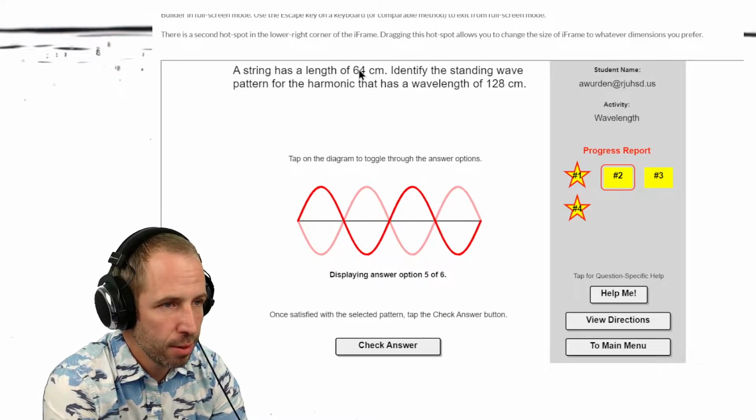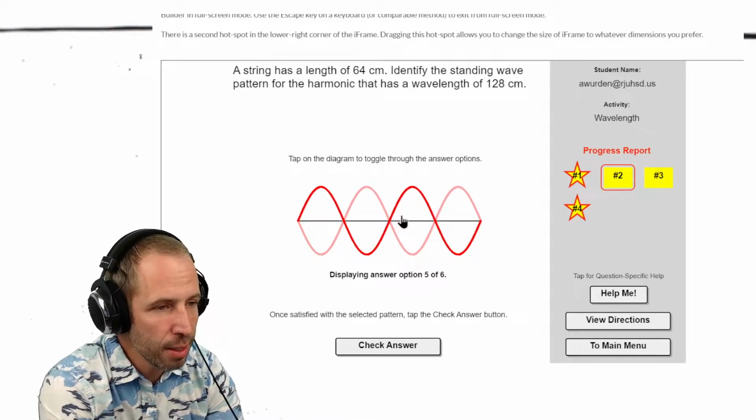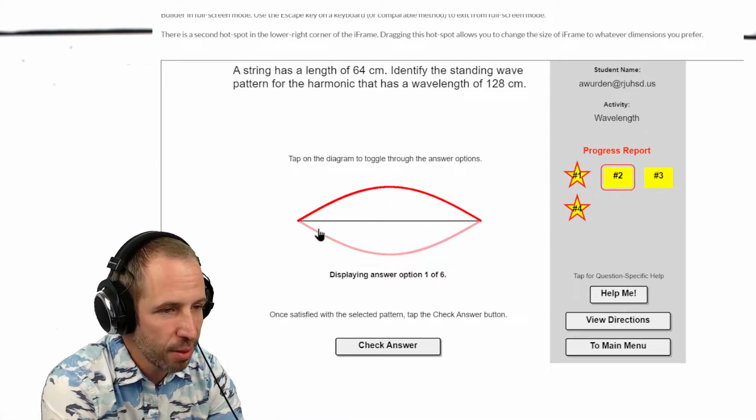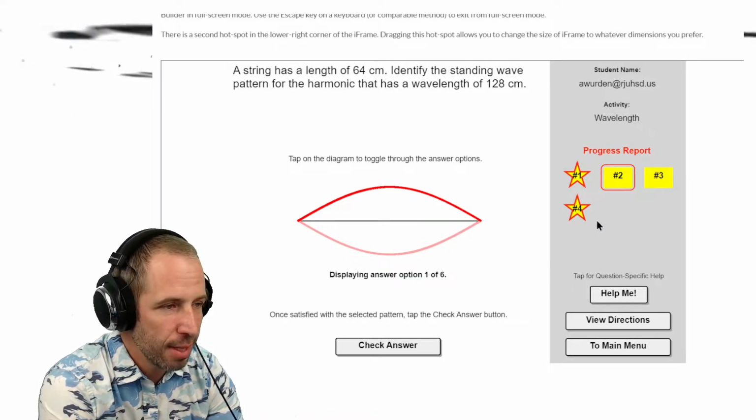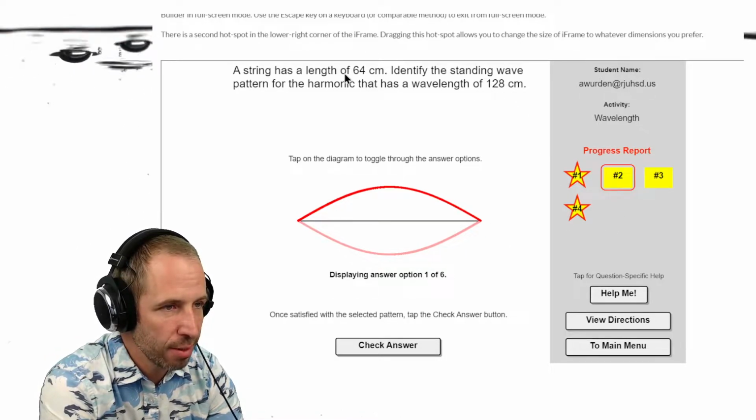Okay, the string is 64. Ooh, wait, the harmonic is longer than the string. I almost flubbed this. Okay, this is 64 centimeters. I would need to keep going another 64 to get to that spot right there. That would be over at 128. So in this case, the wavelength is longer than the string. It must be the first harmonic there.